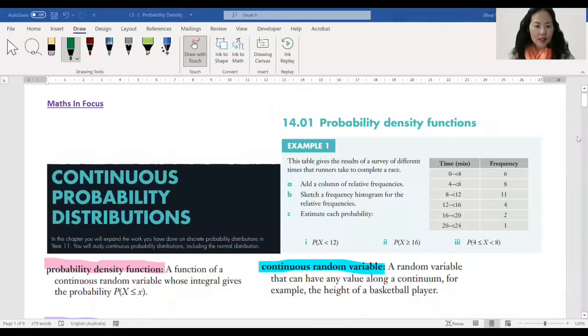Hi guys, today we're going to do a new topic, continuous probability distributions. Before we start, please have a look at all the terminology that you need to know for this topic. I put a few in there.